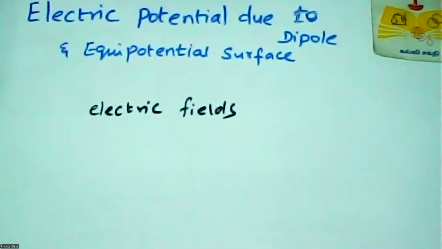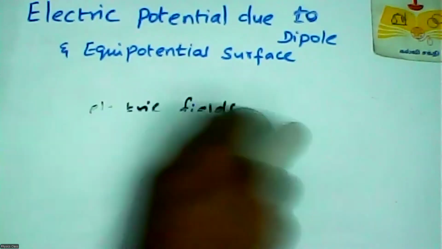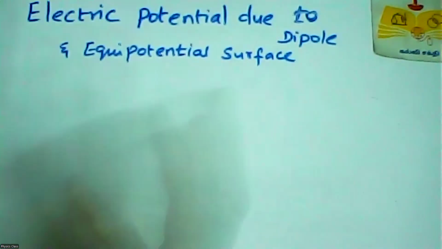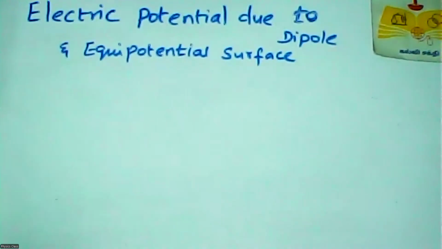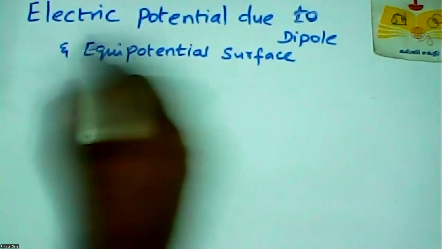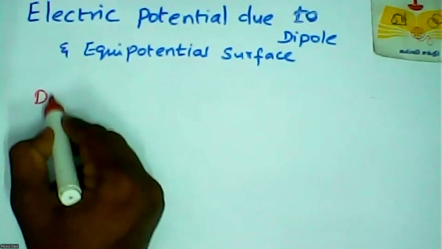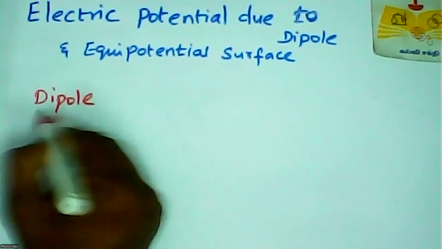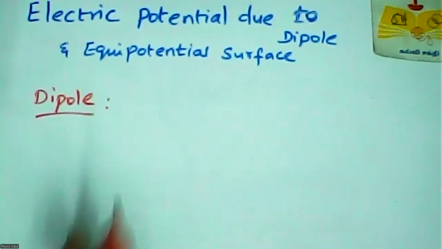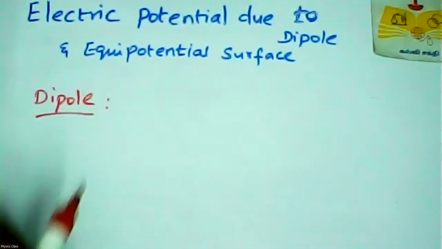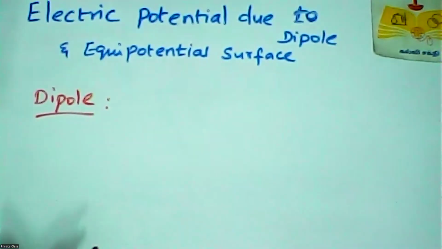Okay, let's get into the main concepts. First of all, electric potential due to a dipole. What do you mean by dipole? Di means two. Pole, already you know, there are two poles: North Pole, South Pole, like that. So dipole means two.